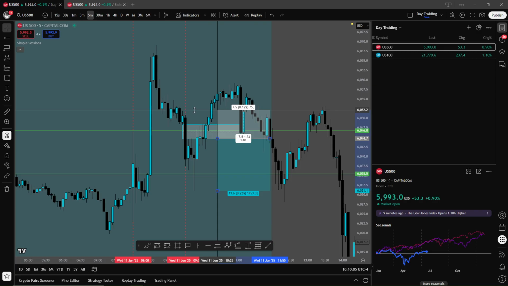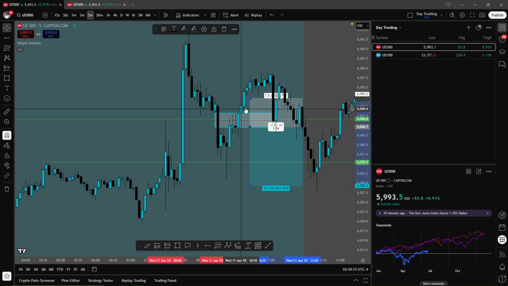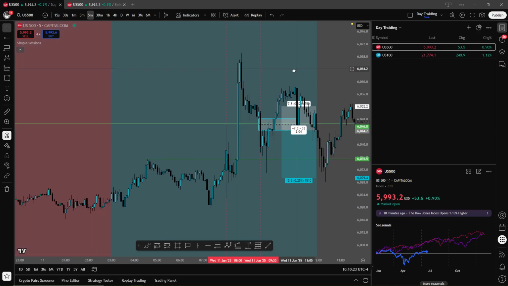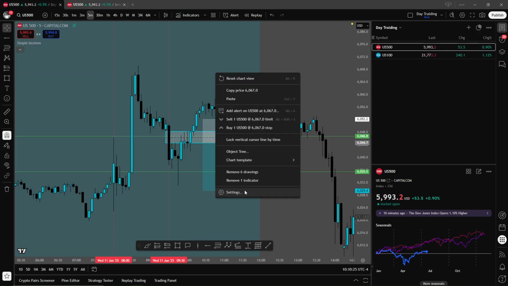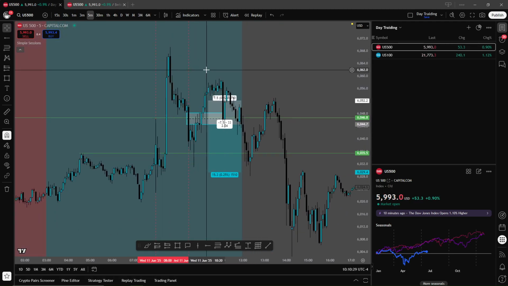Stops above here, and first take profit would have been 1 to 2. Oh, I wouldn't have gotten hit. My strategy failed here. Let's look at another example. Trust me, this works. You can see the pattern that it works. It's just that on this day it didn't work that great.